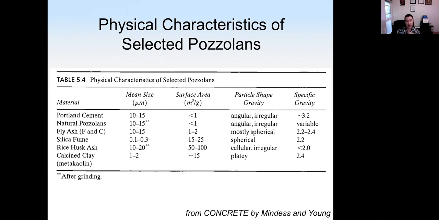And look at rice husk ash. It is even higher in surface area compared to silica fume, which makes rice husk ash very reactive. For particle shape, fly ash and silica fume are spherical. Rice husk ash is cellular and irregular, which means some of the particles are hollow inside. That's one of the reasons it has very high surface area. And here shows the specific gravity.